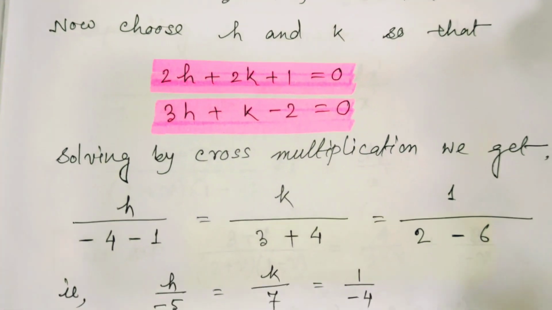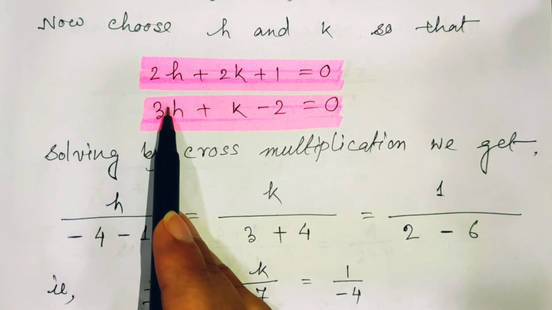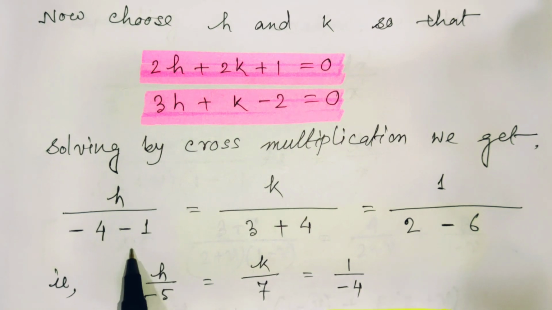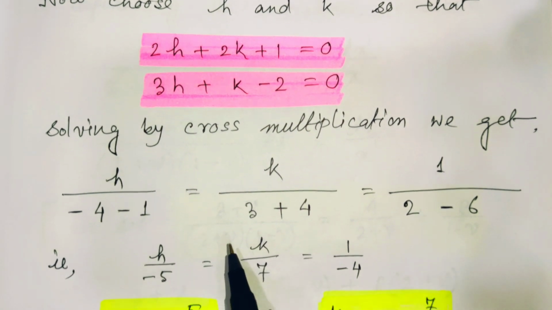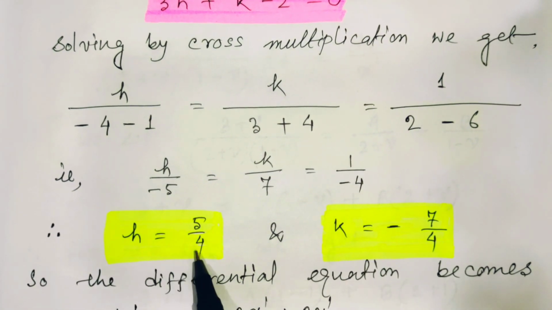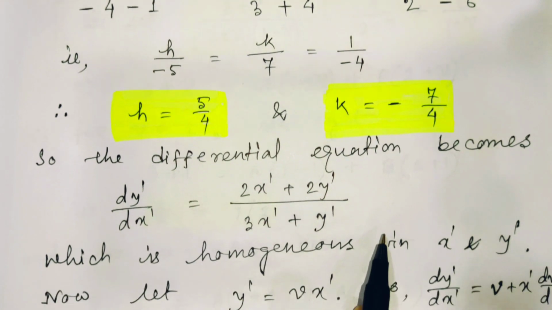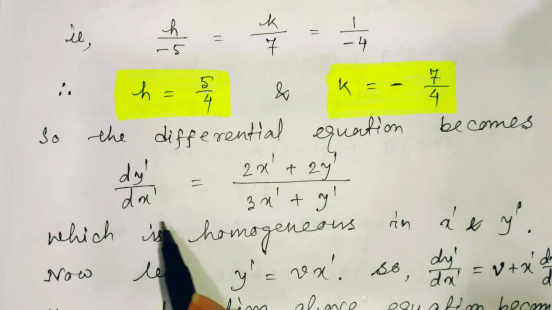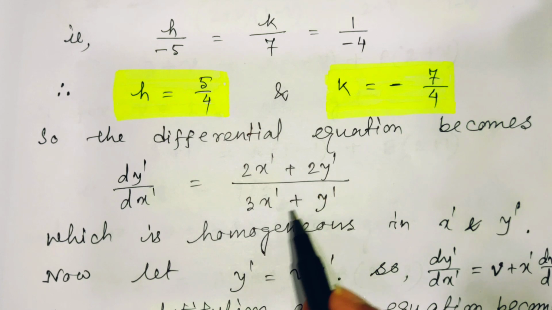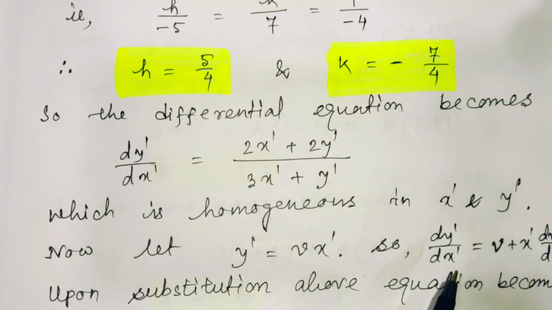Let us solve this one. We solve it by the cross multiplication method. So h we should take it here, and with this cross multiplication we shall get this value. I hope you know this method, but still I have solved it out for you. Accordingly we find that h = 5/4 and k = -7/4, so the differential equation now becomes dy'/dx' = (2x' + 2y') / (3x' + y'), which is a homogeneous equation in x' and y'.